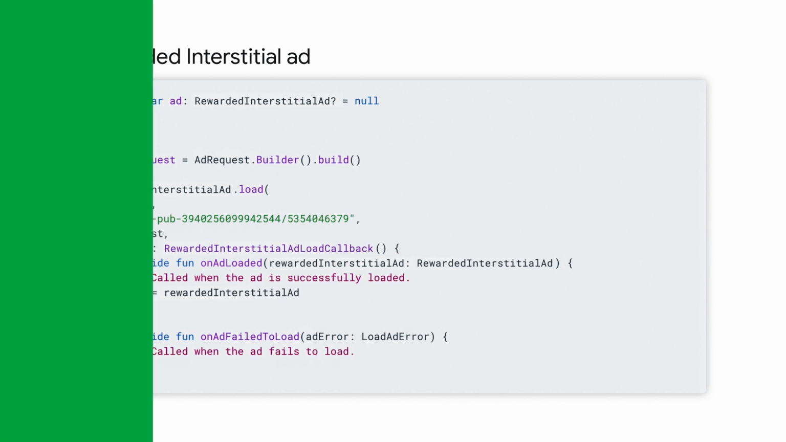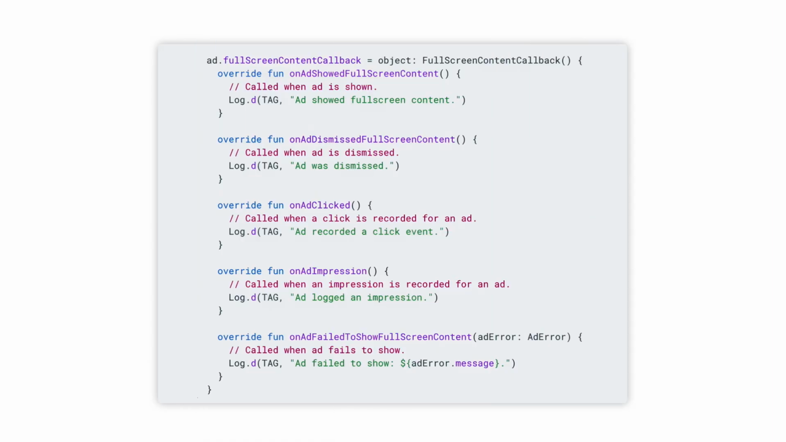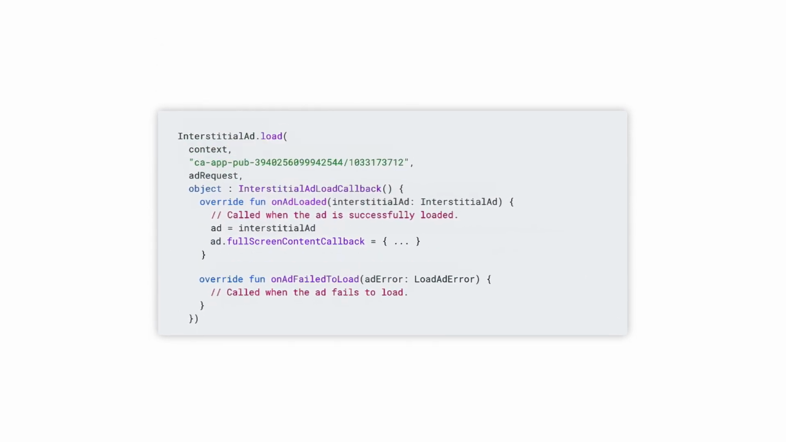Now that we have our ad instance, we can set its listener to subscribe to ad events. Interstitial, rewarded, and rewarded interstitial ads all use the aptly named full screen content callback to listen for events in the ad's lifecycle, including when the ad was shown, dismissed, and clicked, as well as ad impression and failure events. Make sure to set the callback before showing the ad. We recommend setting it when you've received the ad instance. This applies for all three ad formats.